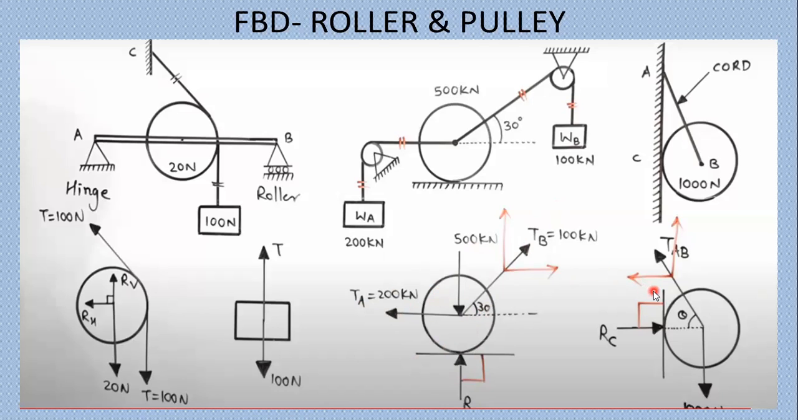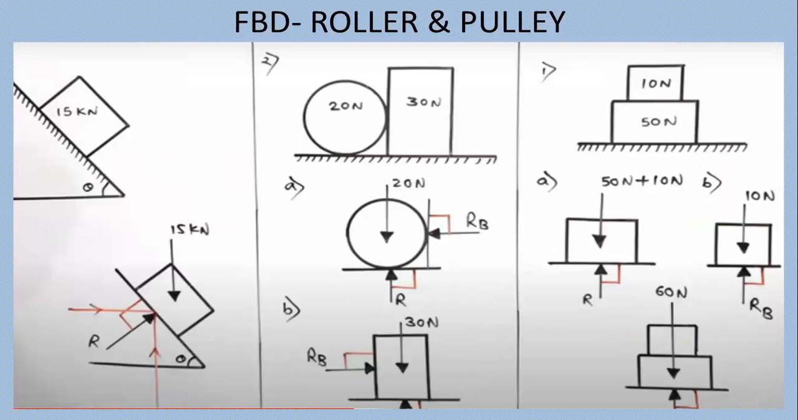In the last diagram, how many forces are there? 3 forces are there. One is TAB, that is tension in the cord. The next one is the 1000 Newton, which is the self weight acting in the downward direction. And the third force is RC, which is exerted by the wall on the object. 3 forces are there. So in this manner, you have to observe the FBD, and by observing the FBD, you can study this. Just your observation should be there.